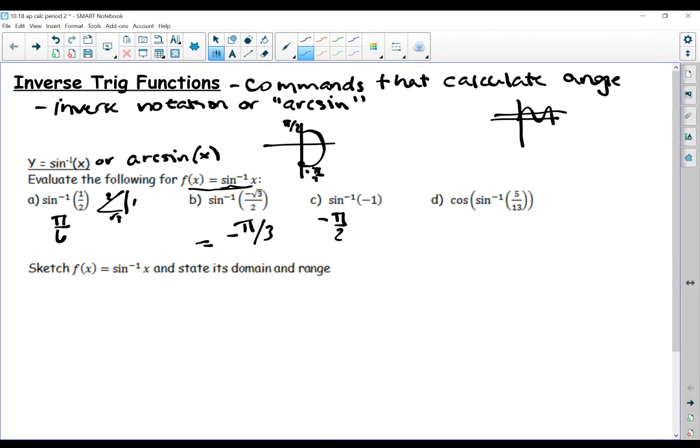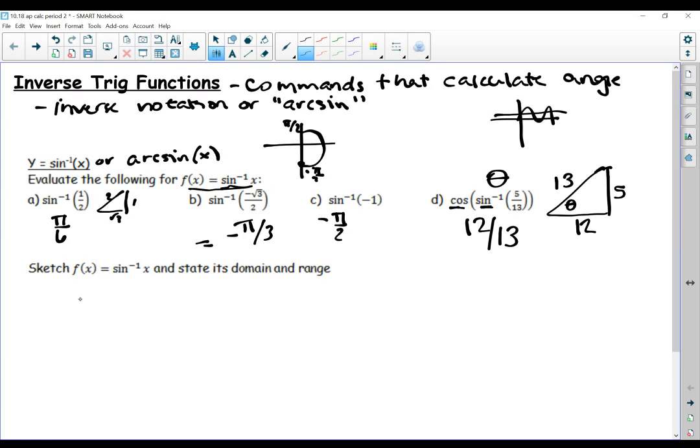Now this one is fun. Find the cosine of the angle that gives me a sine equal to 5/13. If I think about the inverse sine of 5/13, that's saying find some angle that gives me a sine of 5/13, and then find the cosine of that angle. I'd have to find the missing side, which is a 5, 12, 13 triangle, and the cosine of the angle that gives me a sine of 5/13 would be 12/13.